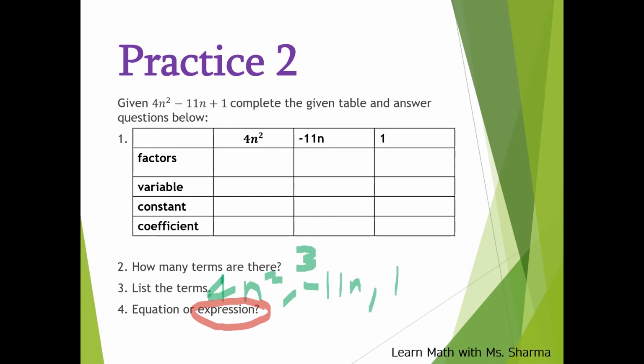Now we have to complete the table. So you have 4n squared, negative 11n, and 1. Identify the factors, variable, constant, and coefficient. So the factors for 4n squared is 4 and n squared. Factors for negative 11n is negative 11 and n. Variable in 4n squared is n. Variable in negative 11n is n. Constant in this expression is 1. Coefficient are the numbers in front of the letters, the variables. So coefficient in 4n squared is 4, and coefficient in negative 11n is negative 11.